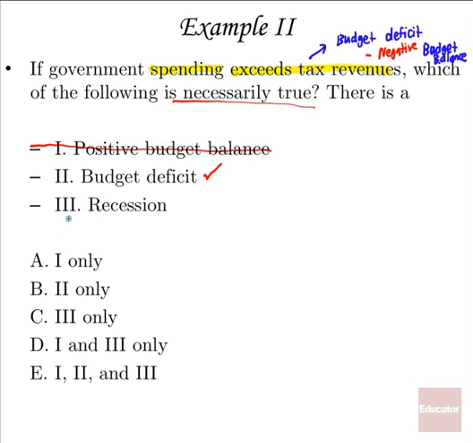Okay. Now, in times of a recession, does the government spending sometimes exceed tax revenue? Yes, sometimes, but it's not necessarily true. So we can't mark this as being absolutely correct. So only 2 is correct. So this is incorrect. 1 and 3 is incorrect. So even if this were true, the fact that 2 and 3 is not an option would make it an irrelevant answer choice here, and E is incorrect. So the correct answer would be 2 only, which is a budget deficit.